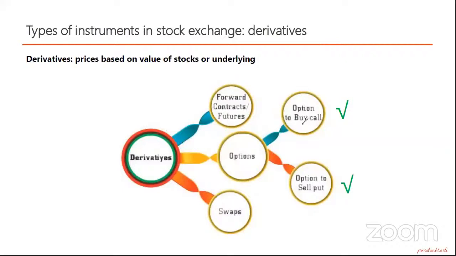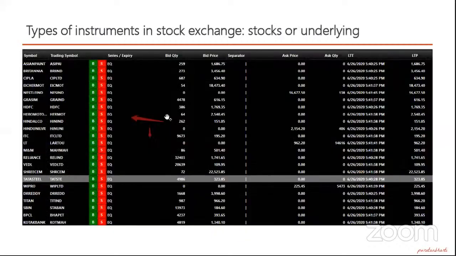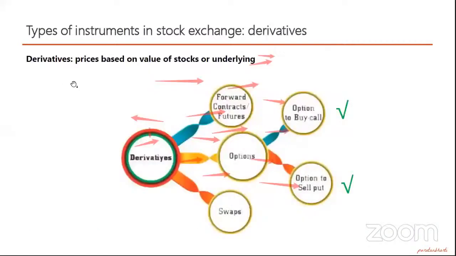So you can buy a call option or you can sell a put option. These are the two derivatives that we're talking about. What is a derivative again? The derivative is something which derives its price from the underlying. What is the underlying? I will again take you back to the screen. The underlying is Asian Paint and Britannia and these stocks. All right. So likewise, you can have derivatives based on this one.